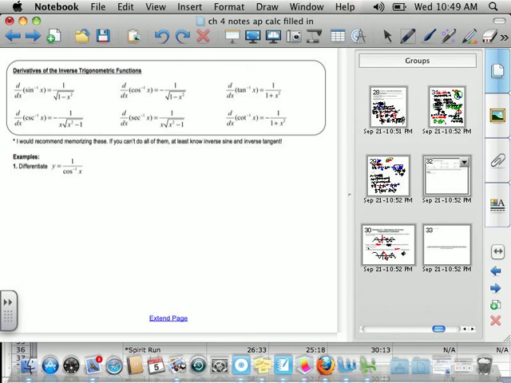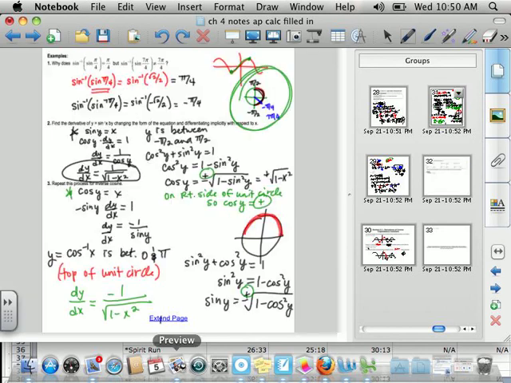Okay. So here are your derivatives. Yes, cosine of y was equal to x. So just replace the cosine y with x, and it's negative 1 at the top. Because the derivative of cosine was negative sine y, so I divided by a negative. So there, right, there's a negative.